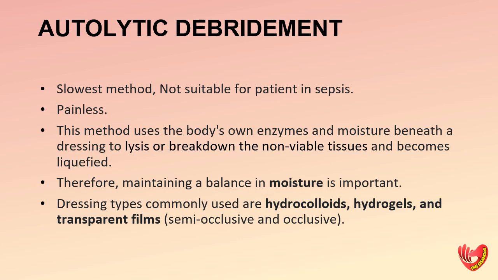The autolytic type of debridement is the slowest method among all types of debridement. Therefore, it is not suitable for patients in sepsis. It is painless. This method uses the body's own enzymes and moisture beneath a dressing to break down the non-viable tissues and become liquefied. Therefore, maintaining a balance in moisture is important. Examples are hydrocolloids, hydrogels, and transparent film.